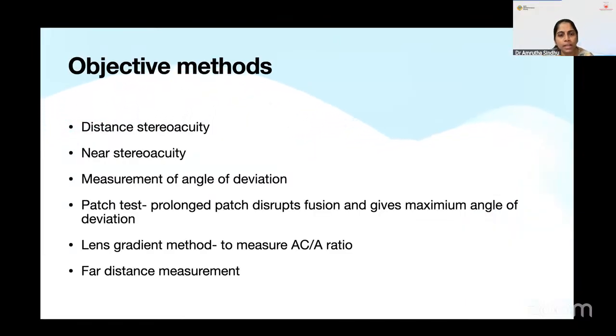If you see a child with intermittent exotropia, these are the tests which you have to do. One is the distant stereo acuity. There is near stereo acuity. Then you have to measure the angle of deviation.